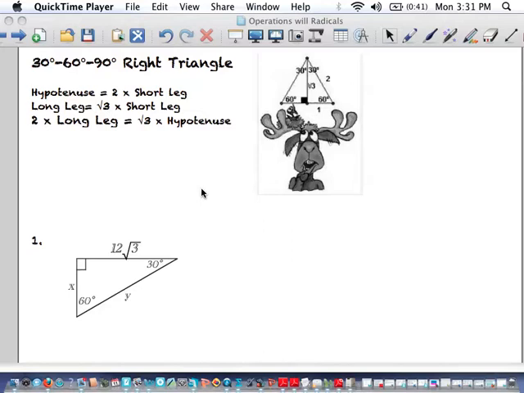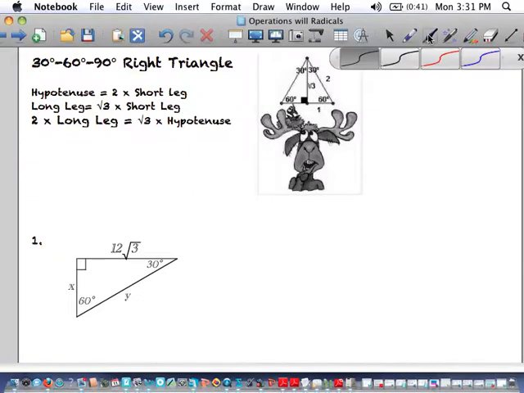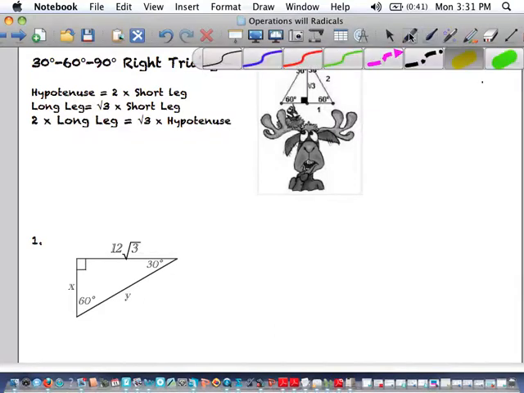Okay, the last video to prepare for the retest is just a really quick review of the 30, 60, 90 right triangle and the 45, 45, 90 right triangle. Remember, these were the two special right triangles that we talked about. And they had specific relationships.